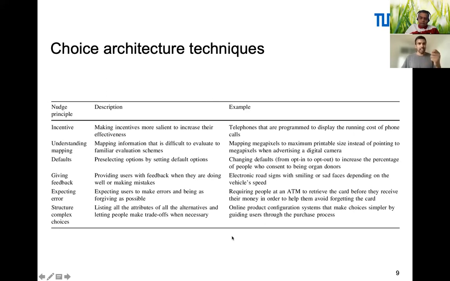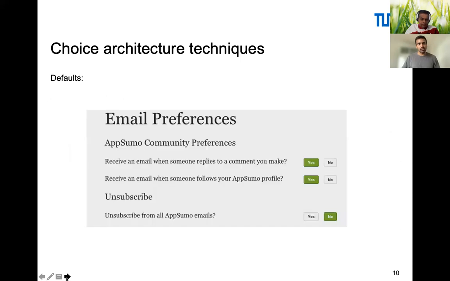Now let's go to some visual examples for defaults. Most of the time, you don't want to make a decision for yourself. You don't know what to select, and what companies do is select something automatically for you. Here you can see these are default selections made by the company, like AppSumo. If you go to this page and these choices are already selected, you can just click submit and go. And eventually you get subscribed to all the emails that they want to send.